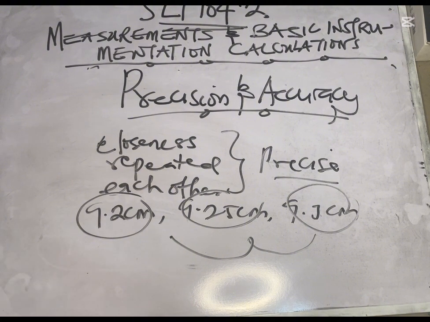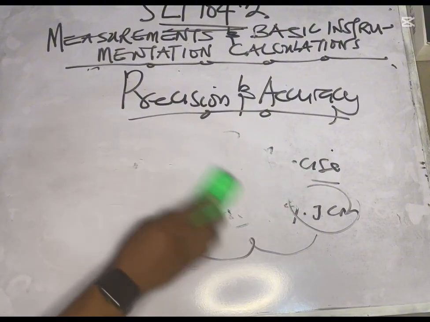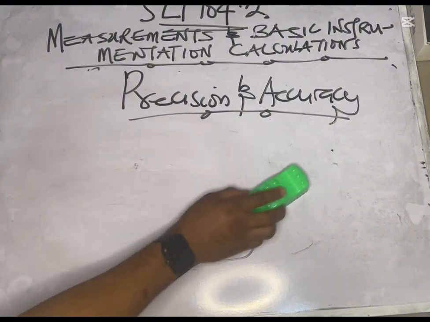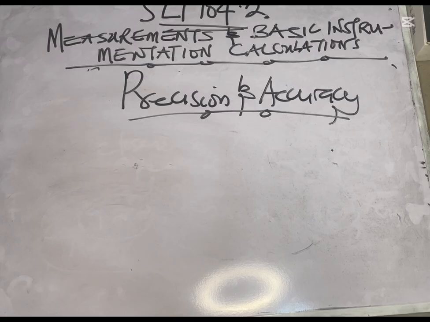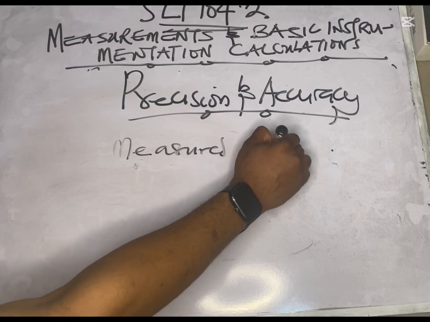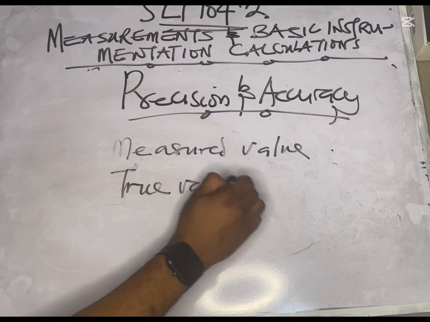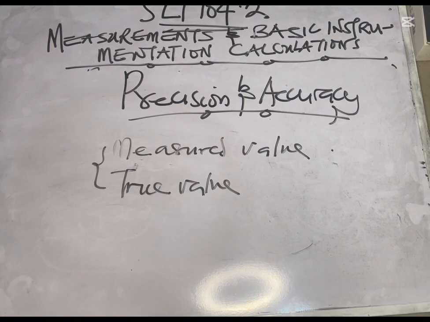So the next one is accuracy. What is accuracy? Accuracy can be defined as the closeness of a measured value to the true value. Remember, we have what we call the measured value, which is also called the expected value. When the measured value, the expected value, is close to the true value, which is also known as the actual value, then we can say that that particular measurement is accurate.